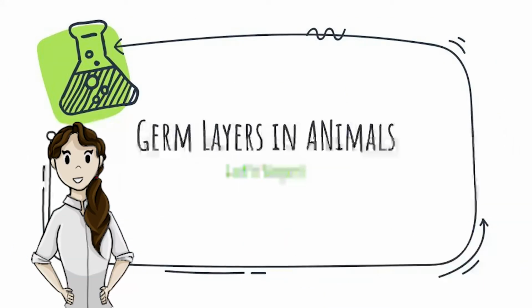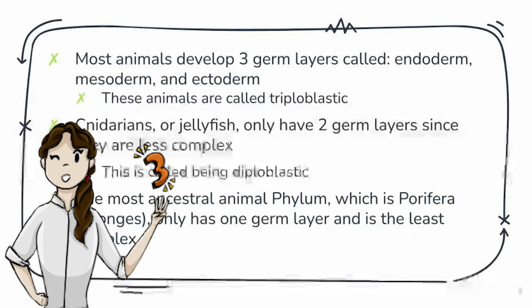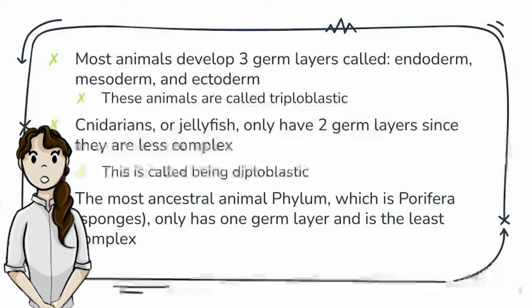Germ layers in animals. Let's begin. Most animals develop 3 germ layers called endoderm, mesoderm, and ectoderm. These animals are called triploblastic, and tri means 3. Cnidarians or jellyfish only have 2 germ layers since they are less complex. This is called being diploblastic, and di means 2. The most ancestral animal phylum, which is porifera or sponges, only has 1 germ layer and is the least complex.